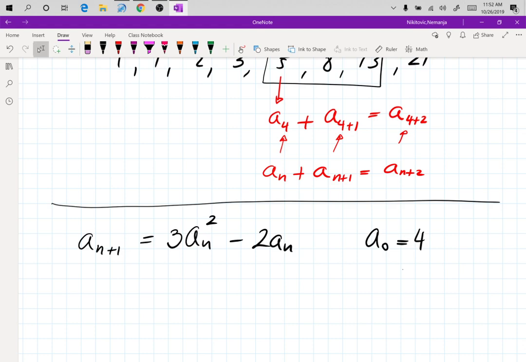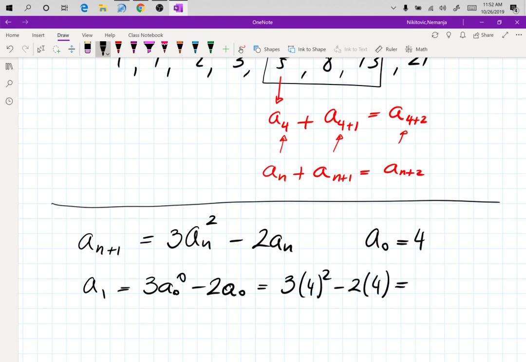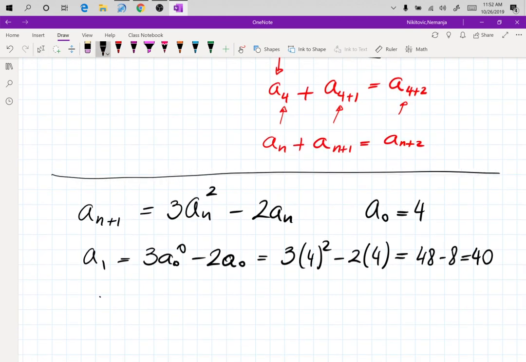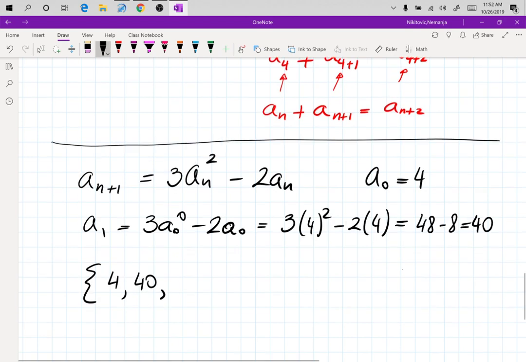So A1 is going to be 3a0 squared minus 2a0. A0 is 4, so 3 times 4 squared minus 2 times 4, because a0 is 4. So it becomes 48 minus 8 equals 40. So when I start my sequence over here, the first number is 4, the next number is 40. Let's calculate another number.